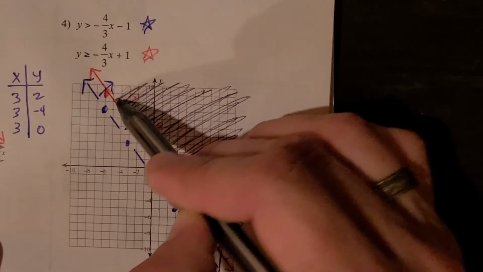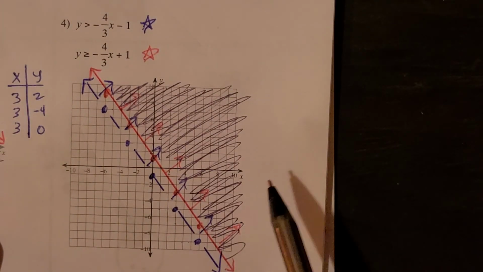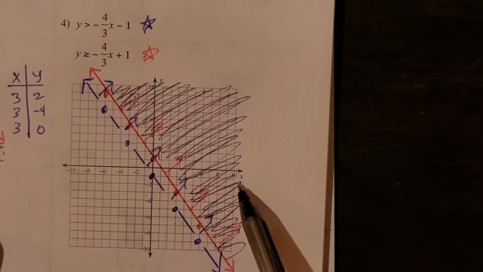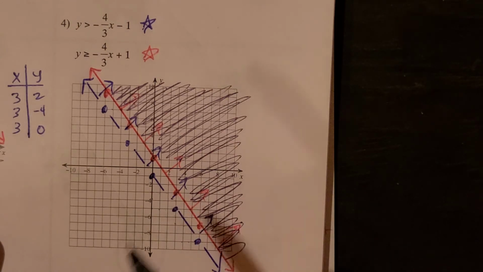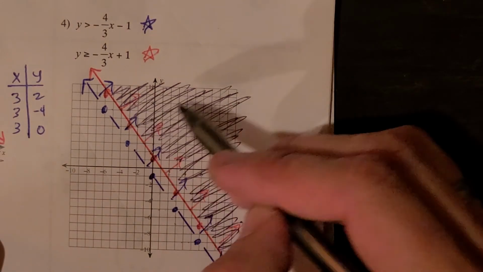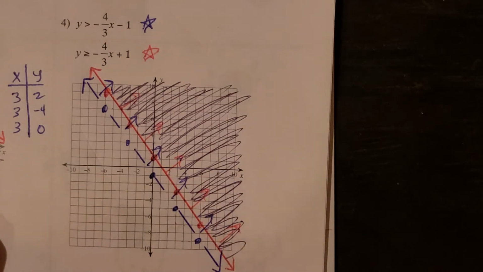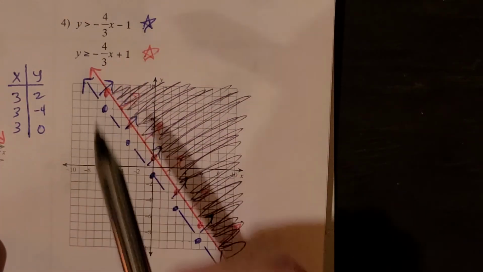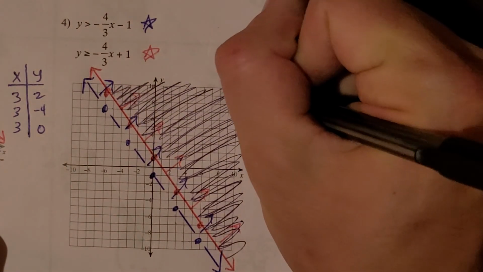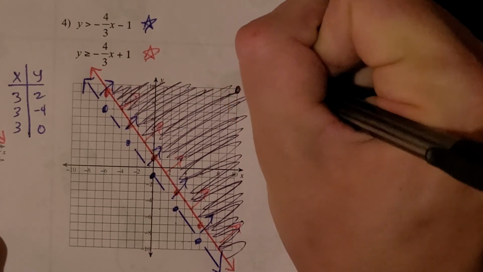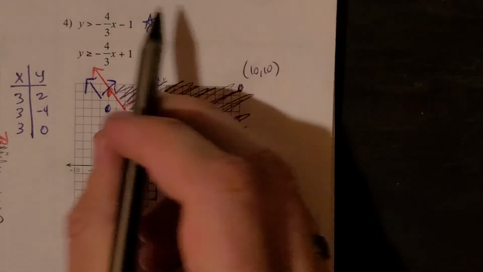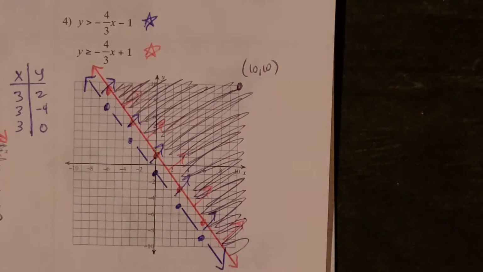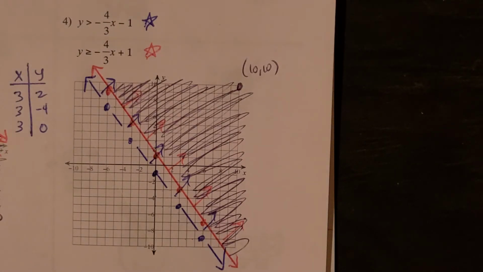Stare at that for a second to make sure you understand. Because I've got blue arrows pointing at it and red arrows pointing at it. So any point in here would make both of these things true. For instance, if I were to take this point right here, (10, 10), and I were to plug it in to one of these two things, or to both of them, it would make that statement true.